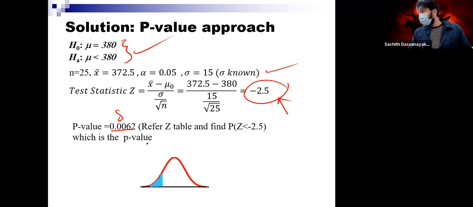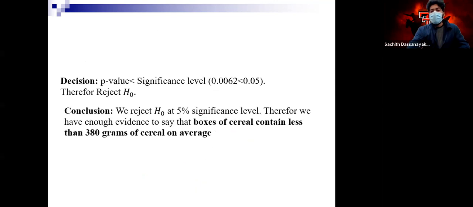Easily you can see that this delta is less than alpha. Okay, alpha is 0.05. This value is 0.0062. See, less than, which means somewhere here. Reject H naught. Then you have to write the same thing. So as you can see, it doesn't matter which approach you use, either the p-value approach or the critical value approach, you will get the same answer.